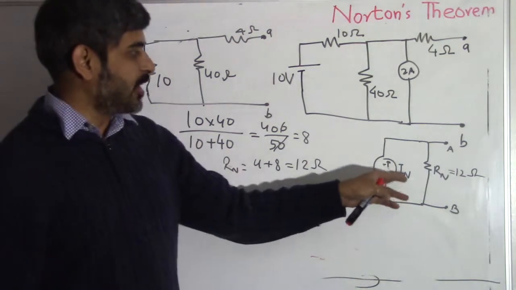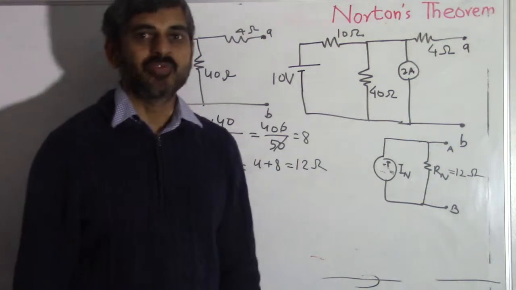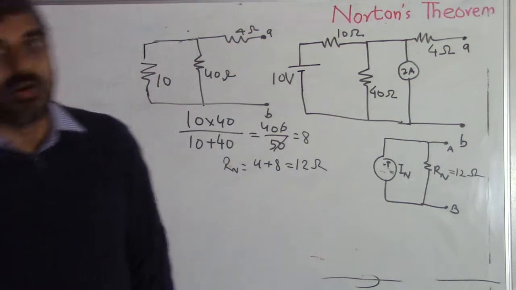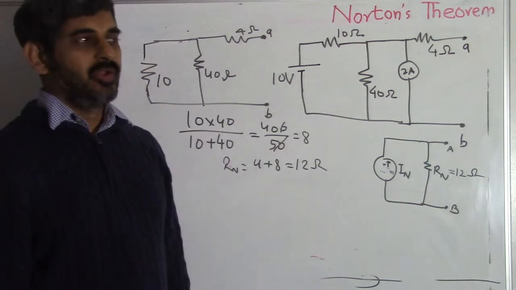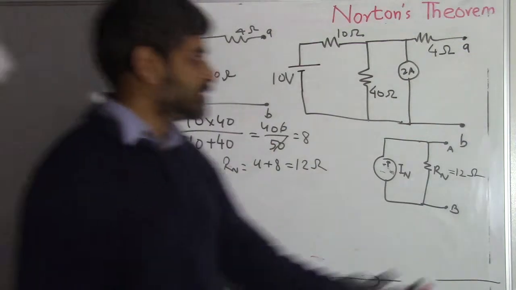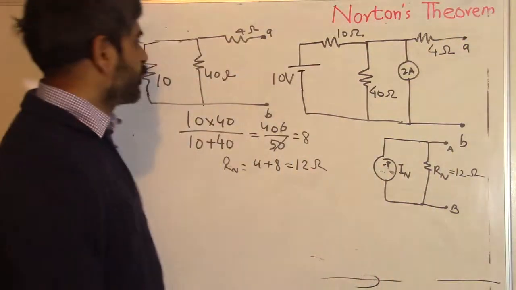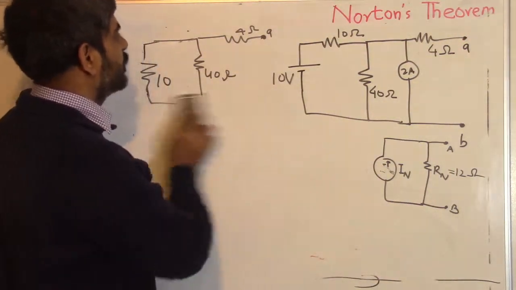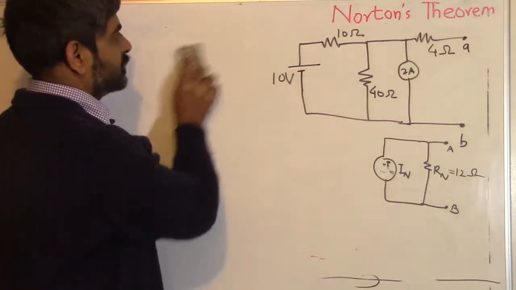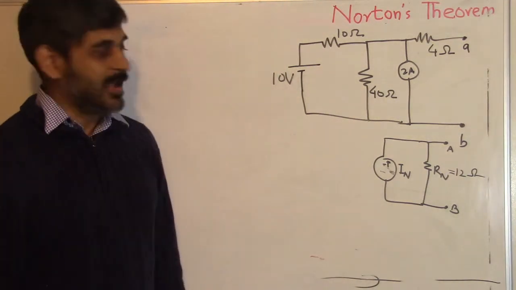Let's try to find out IN. And once we have done that, our Norton's equivalent circuit is ready. We can start calculating the load current for different values of load resistance. So how do we find IN?